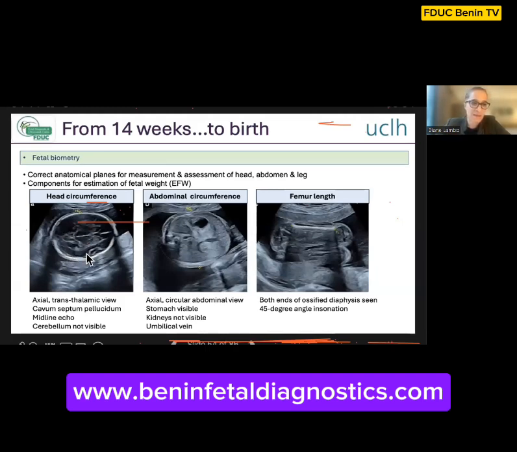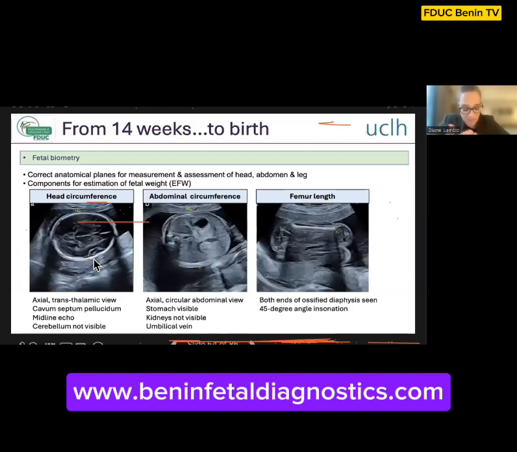In the front of the head, you can see this box-like structure. This is your cavum septum pellucidum. From back to front, you can see your midline echo. And in the posterior part of the head, what you can't see is your cerebellum, because if you can see your cerebellum, then that suggests that you're too low. And essentially, these are the 3 anatomical landmarks that you want in order to measure your head circumference.